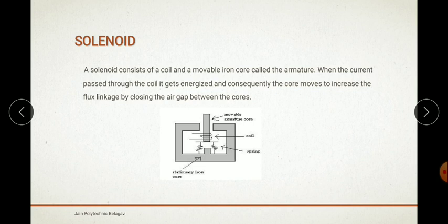When a current is passed through the coil, it is energized. As you know, when the current flows through the coil, it gets energized due to the flow of the current, and consequently the core moves to increase the flux linkage by closing the air gap between the cores. So this is the air gap. When the current flows, the air gap becomes smaller between the cores. So this is nothing but the solenoid.